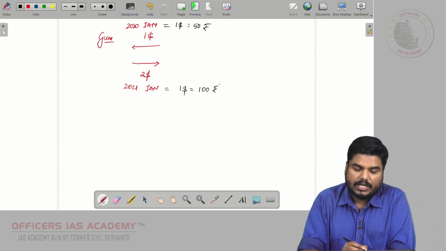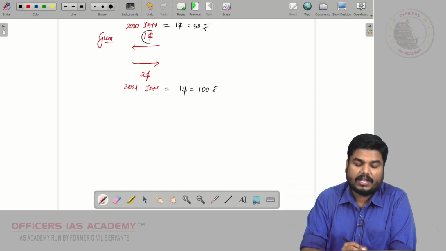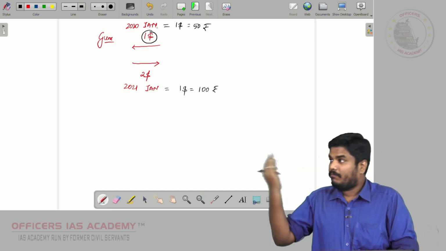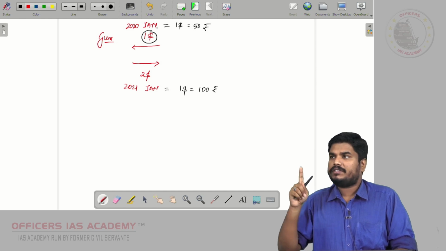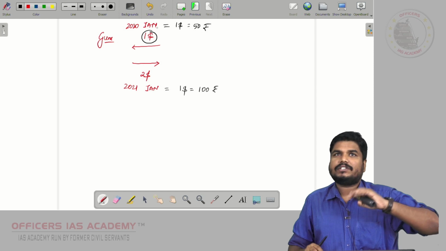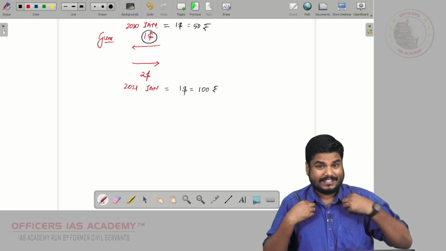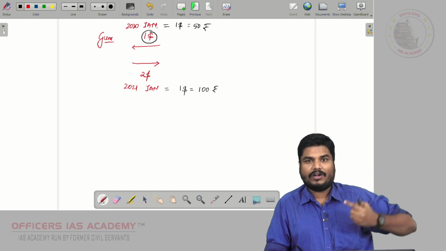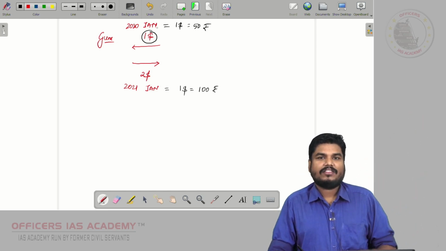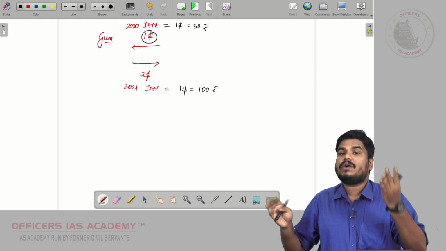So, now Guna, while borrowing in 2020, when I borrowed $1, I was thinking in my mind, I am borrowing $1, $1 is equal to 50 rupees. So, I have promised to repay $2 next year. So, $2 means I will be paying 100 rupees. I was thinking, I borrowed $1 worth 50 rupees. I thought when I repay, I will be repaying $2, that is equivalent to 100 rupees.